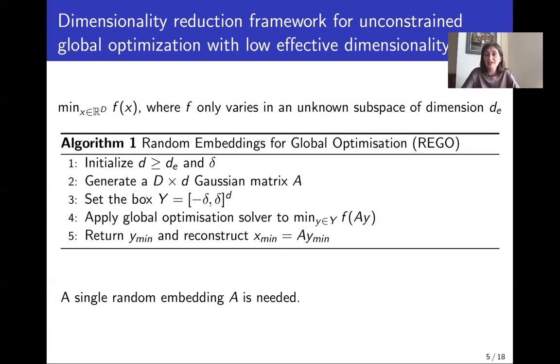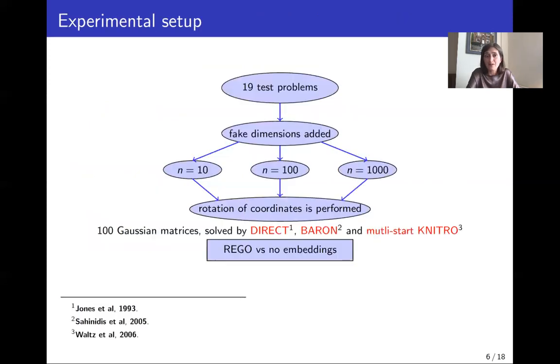I would like to mention that this corresponds also to a phenomenon that was noticed in neural networks, for example, where people noticed that just one random projection of the parameters of the network is enough. If you optimize, train those parameters, it is enough to give you a good solution of the original problem. So we were able to theoretically explain this phenomenon for functions that have this low effective dimensionality, which is very much a structure that's conjectured for neural networks.